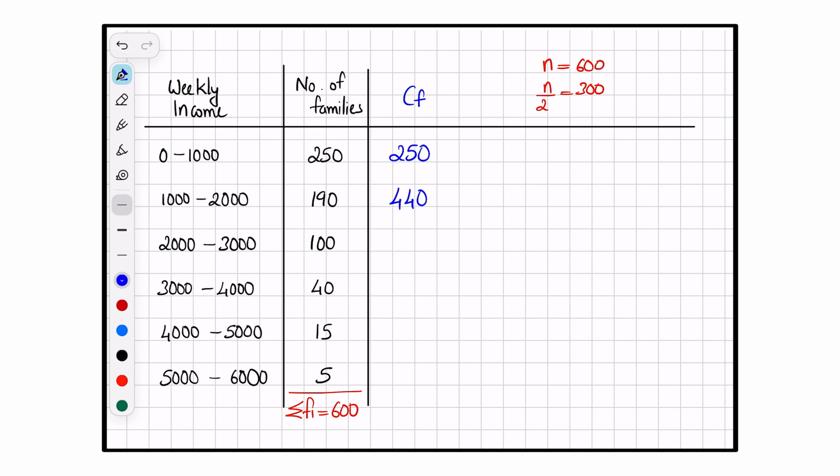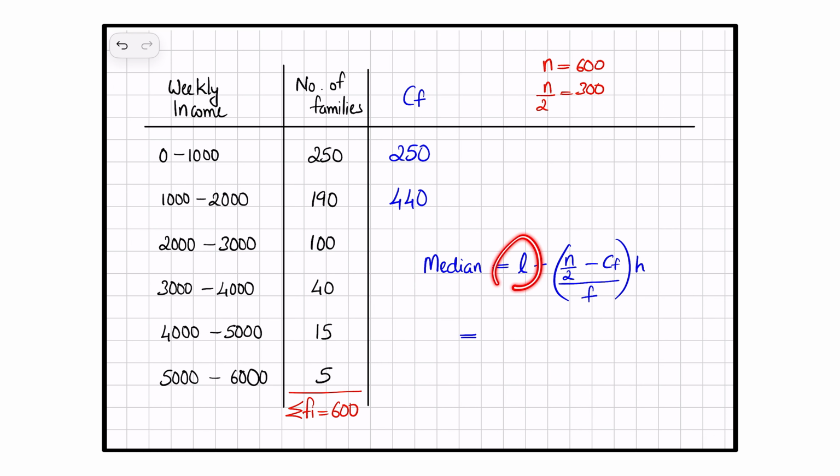We can directly jump into the equation of median, and that is median is equal to L plus (n by 2 minus CF) divided by F, whole into H. Okay, so let's substitute. What is L? L is the lower limit of the median class. So we have the median class. So the lower value of median class is 1000.